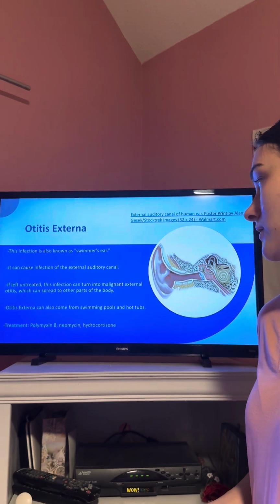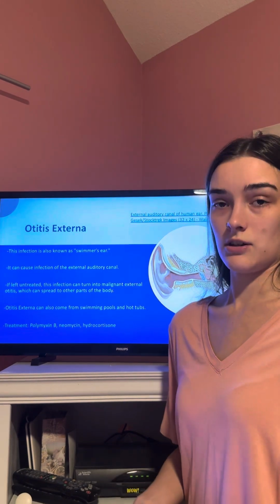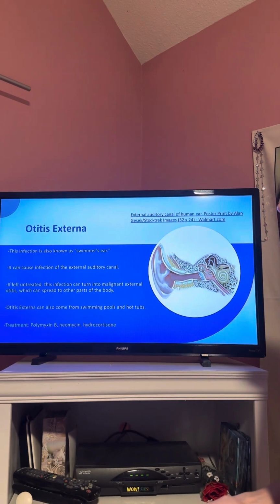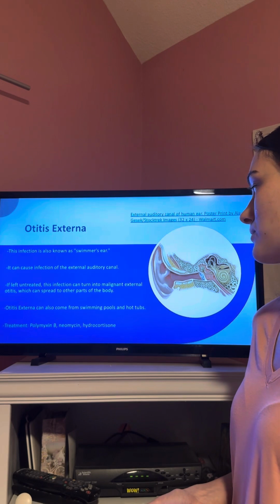Otitis externa can also come from swimming pools and hot tubs, just like folliculitis. Treatment of this includes polymyxin B, neomycin, and hydrocortisone.